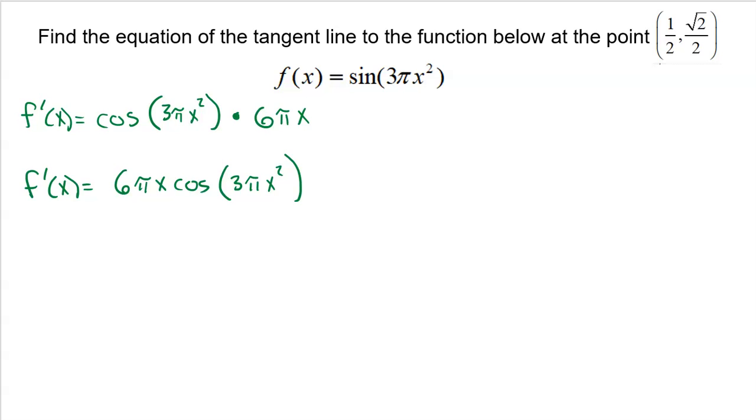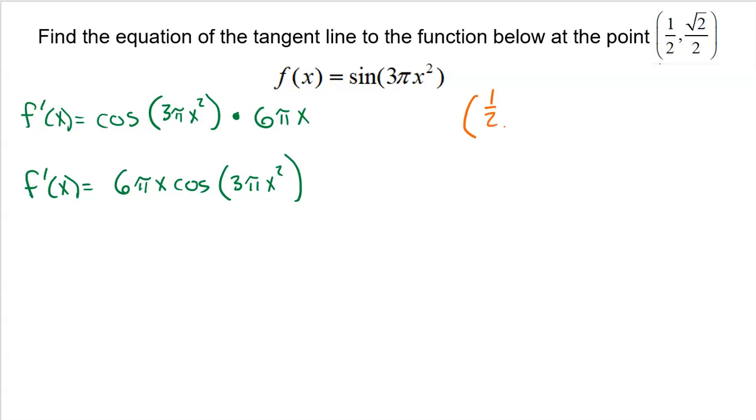The derivative of sine is cosine. Leave the inside alone, 3 pi x squared. And then I have to multiply by the derivative of the inside, which is 6 pi x. All right, now that's the tough part, but the easy part now is saying, all right, what do I need to find the equation of a line?